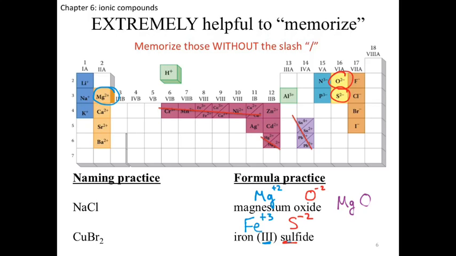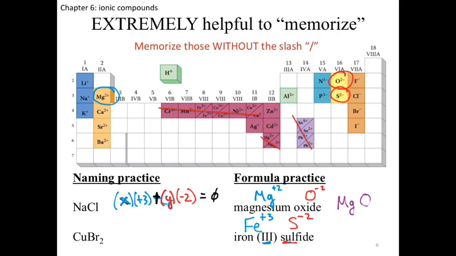Okay. Putting this together gets a little bit trickier. So we go back to that same idea with our formula. I have x irons, because I don't know how many there are. Its charge is plus 3, plus y, I don't know how many sulfurs there are, times its charge of negative 2, and I meant sulfides. This has to equal our overall charge of 0.